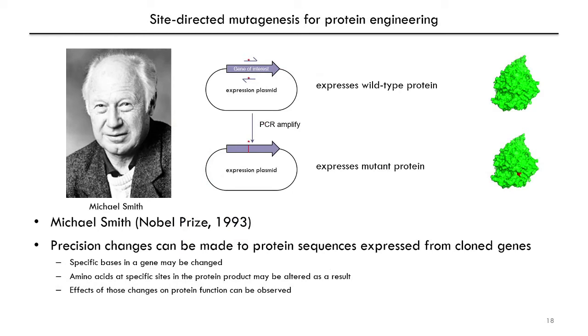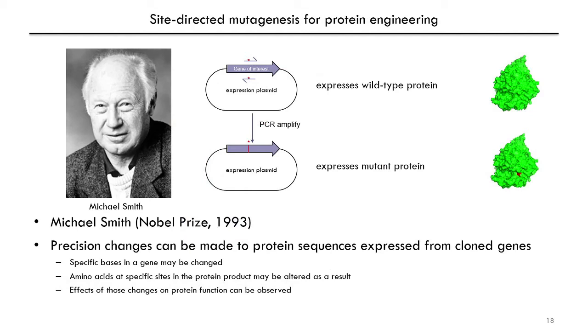So, in general, this is called site-directed mutagenesis. This technique was developed by Michael Smith, pictured here, who was awarded the Nobel Prize in Chemistry for this work. He received this prize in 1993 along with Kary Mullis, who developed PCR a couple of years earlier. Through this method, you can make precise changes to the amino acid sequences of proteins that are expressed from cloned genes by changing specific bases on the gene.